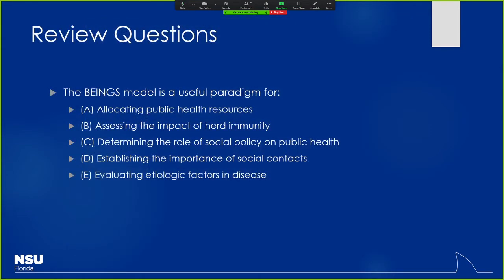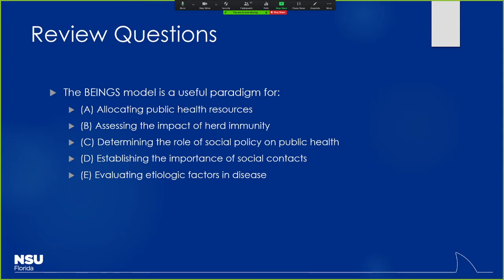So getting into the first question here, looking at that beings model that we talked about. Remember, those are the different pathophysiologic processes that go into causing disease or some sort of pathophysiology here. So why is this model useful for us?